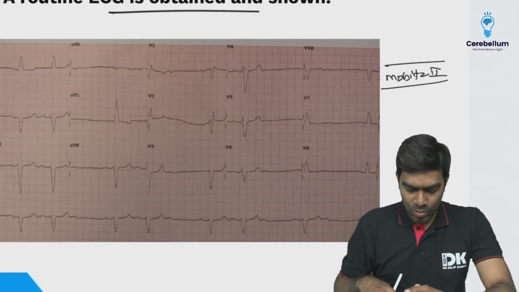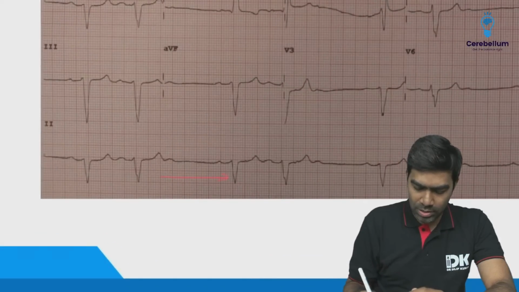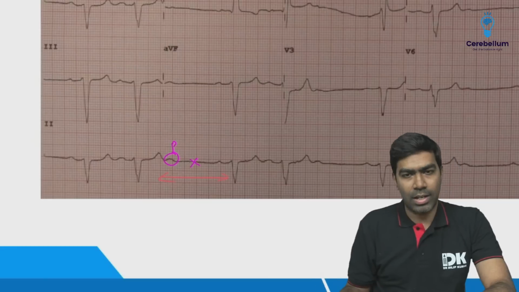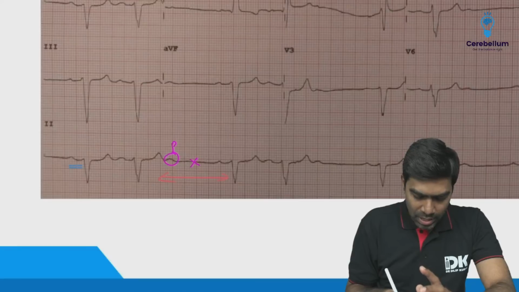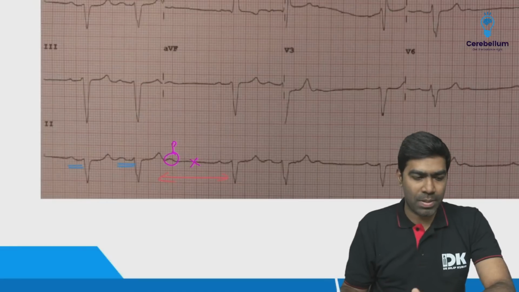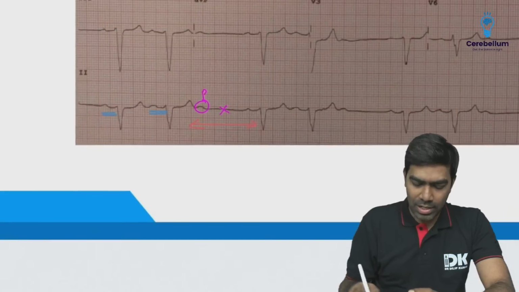So why is it Mobitz 2? First of all, you can see that there is a definite pause. You can see that the patient has a P wave, but it is not conducted. Whenever you have a P wave which is not conducted, it is Mobitz only. And in that situation, look at the PR interval. The PR interval is constant here, it is not changing. If at all the PR interval is constant, it is Mobitz type 2.